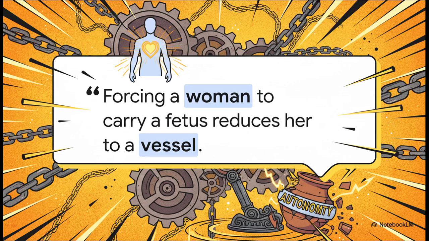This quote from the source material really hits the nail on the head. By forcing gestation, society stops treating her as a whole person with her own life, rights, and value. She becomes an instrument for something else. From a deontological perspective, pulling that regulatory lever is a profound moral violation.